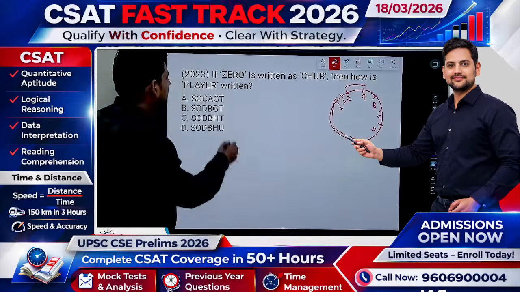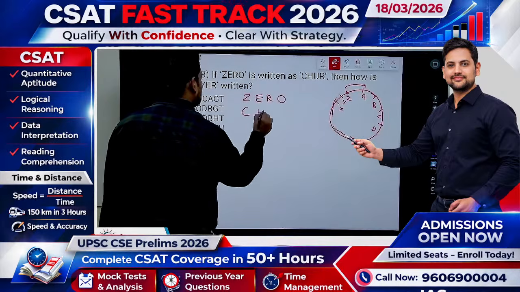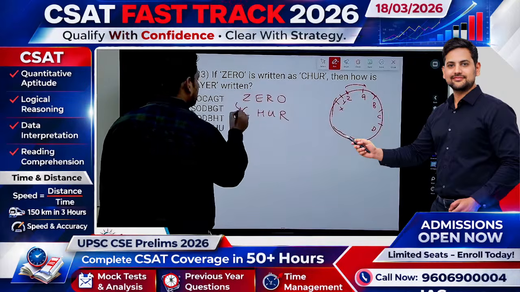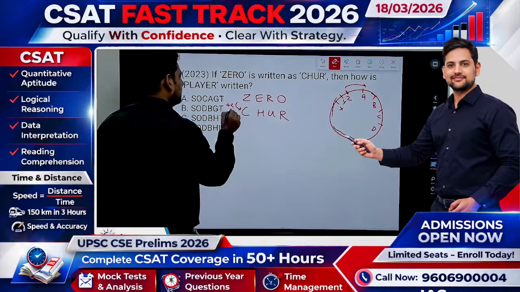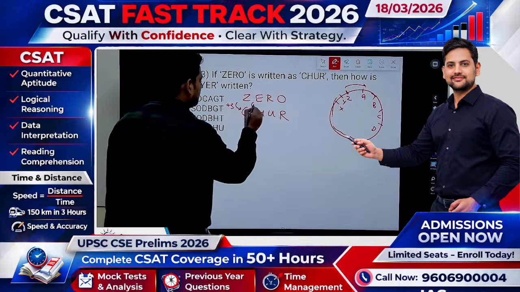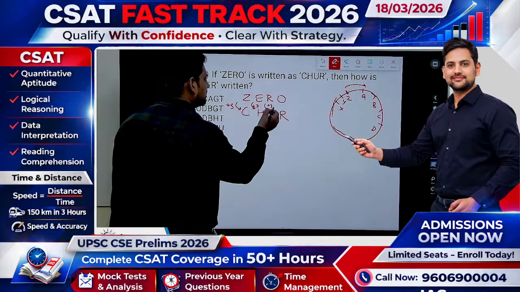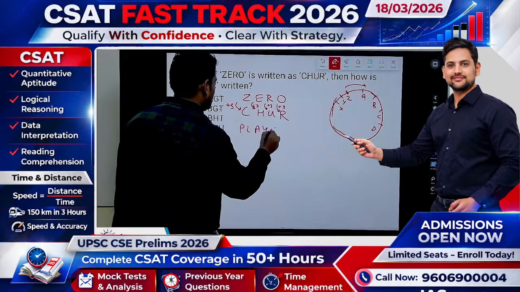Okay. So here it is written 0 is written as CHUR. What is the difference? From Z, how many letters you left? A, B, correct? And you got to C, or you can say plus 3. Then E, F, G, then plus 3, plus 3 here also, plus 3 here also. So same thing you will need in player also.